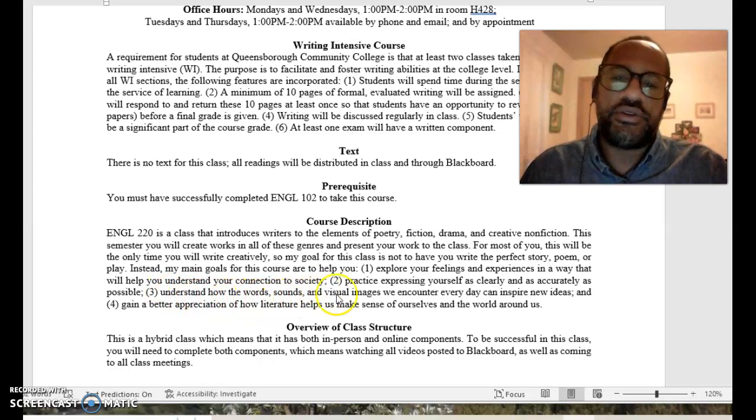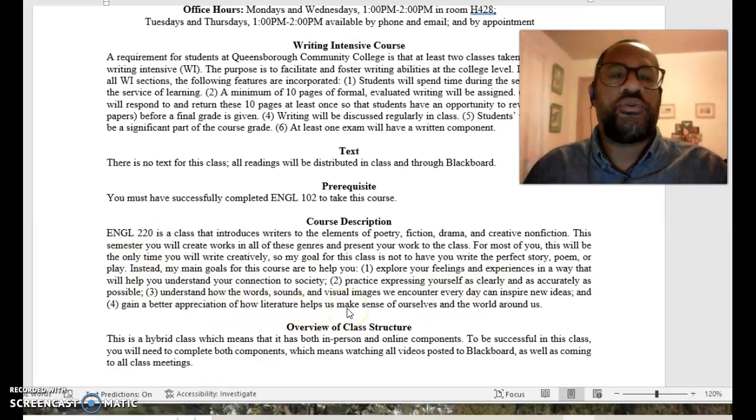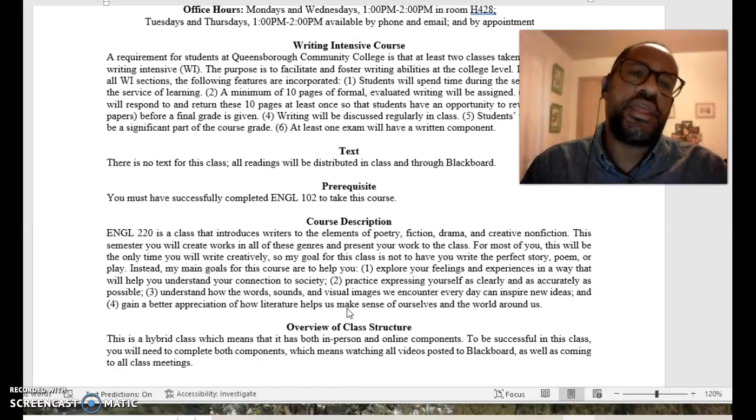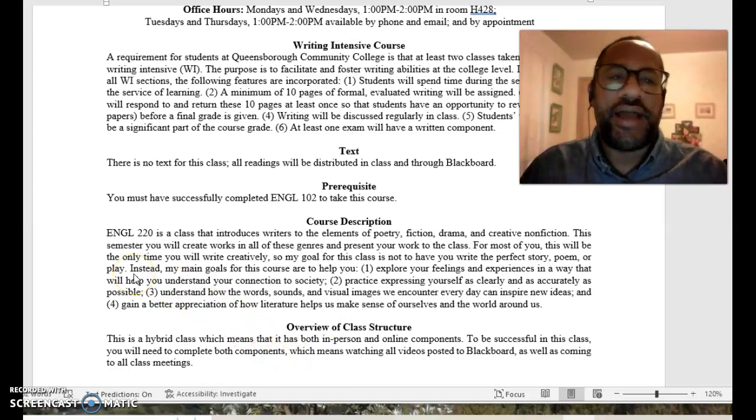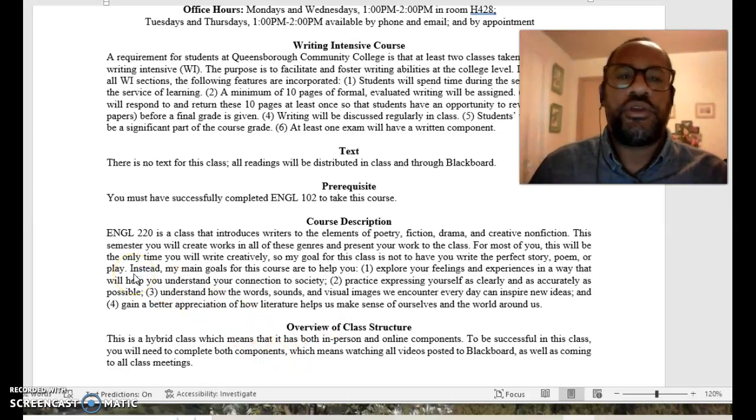Understand how words, sounds, and visual images we encounter every day can inspire new ideas. And four, gain a better appreciation of how literature helps us make sense of ourselves and the world around us. So again, this is not about saying you've written the best short story or the best poem, but at least understand what goes into doing that, understanding how to use this to express things that are happening to you, how to share those ideas with other people.